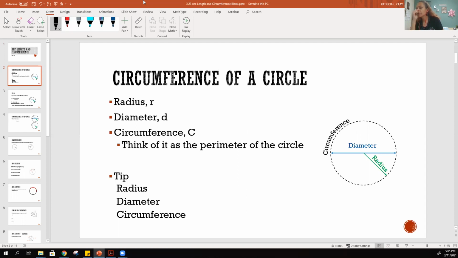So the other way to think of it sometimes is the perimeter of the circle. So we've done perimeters of squares and triangles before. So this is a way for you to think of it when we talk about our circumference.